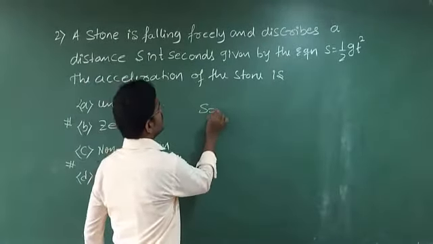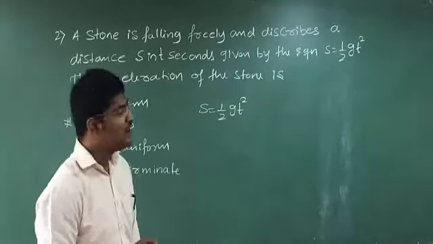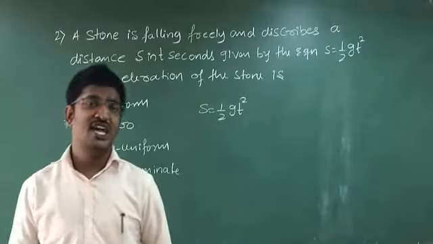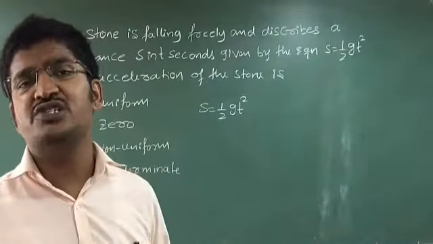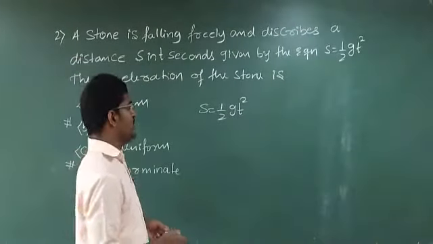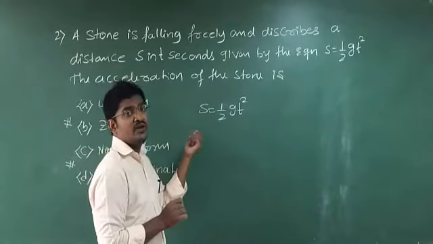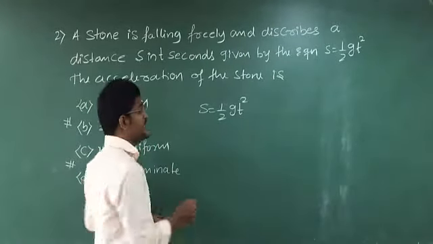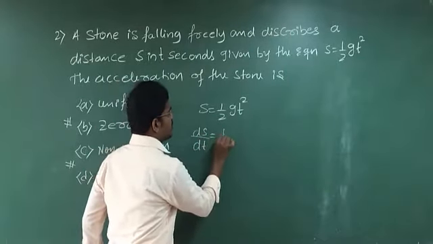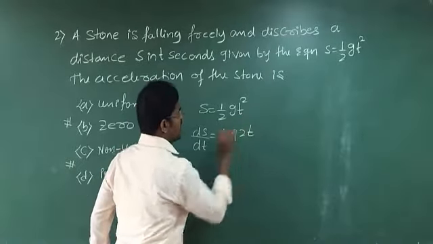s equal to half g t square. Clear? So if I differentiate this with respect to what? Again, please remember that we have to differentiate this with respect to time. Previously also we differentiated with respect to time, but what is the difference between the previous problem and this problem? You have to understand. See here, ds by dt equal to half g into 2t.